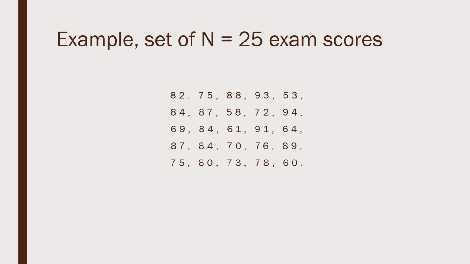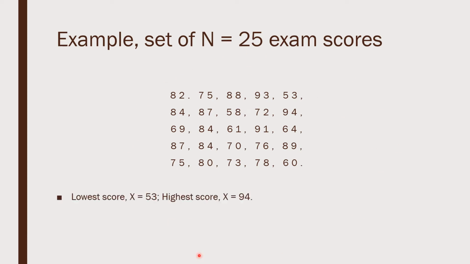Now, let's look at an example to understand things a little better. So let's look at a data set that we have here. The sample we have is 25. When you look at the raw data this way, it looks like too much.